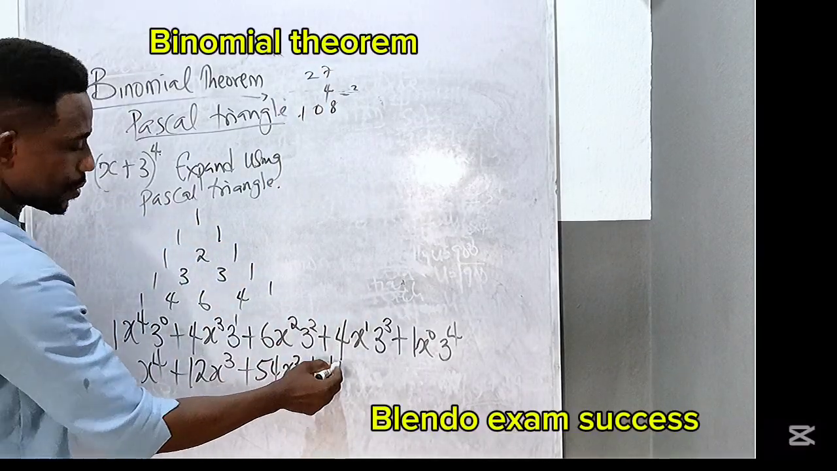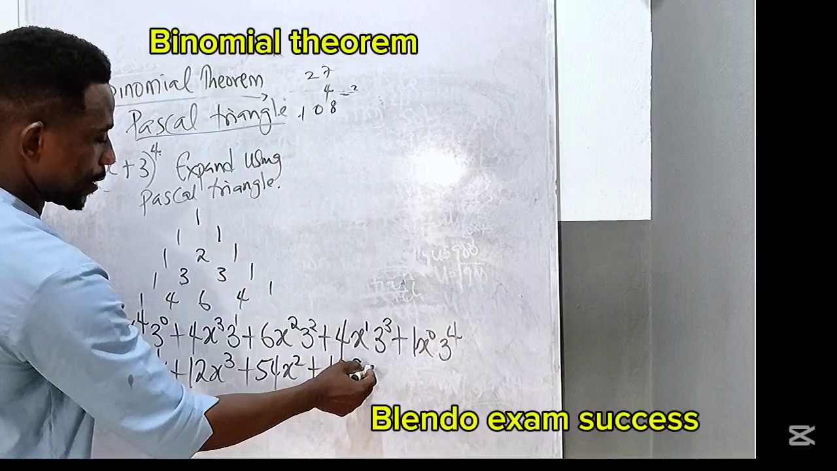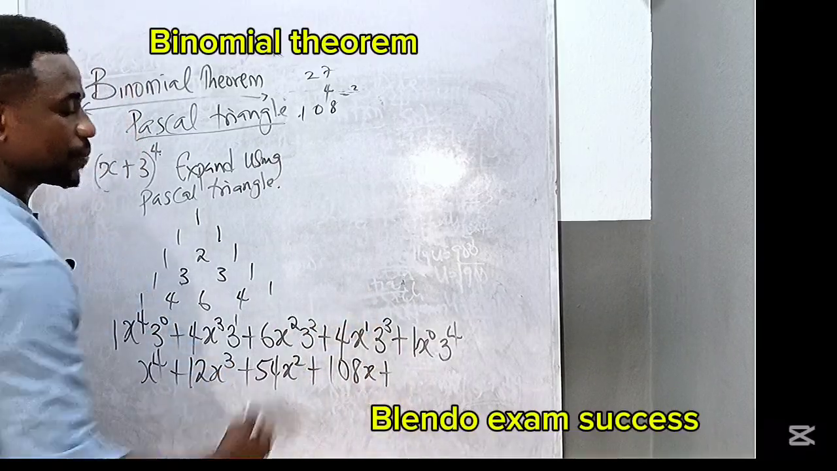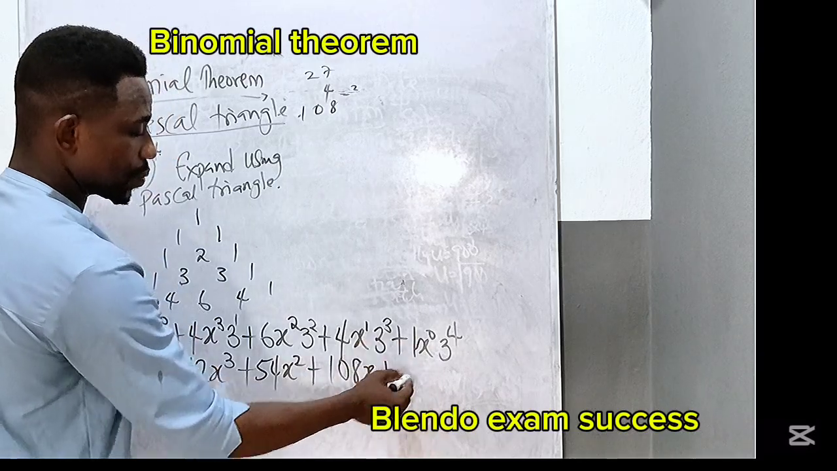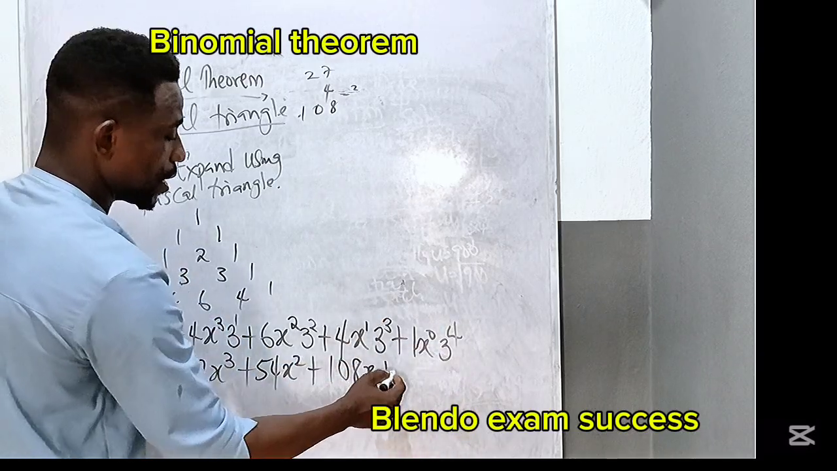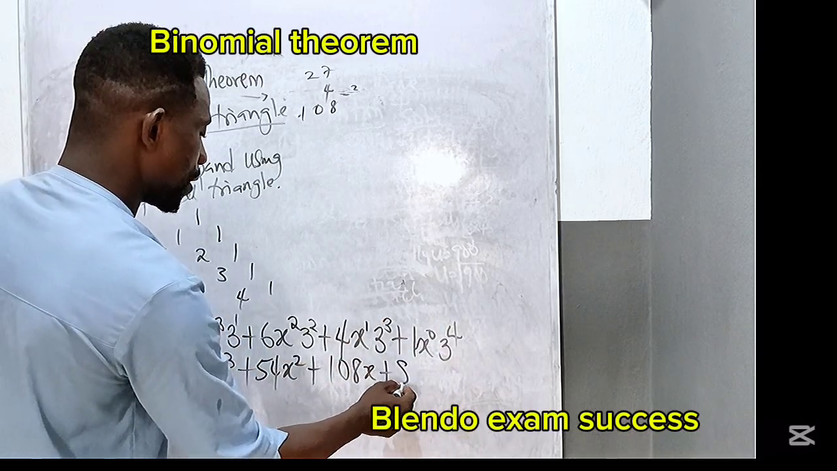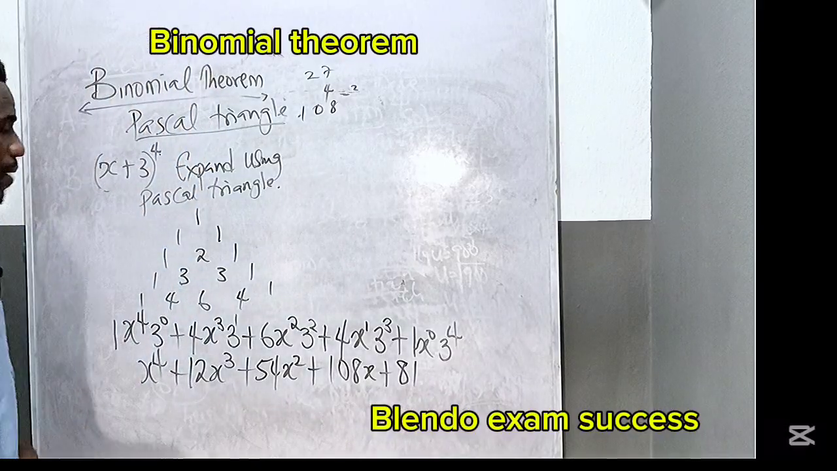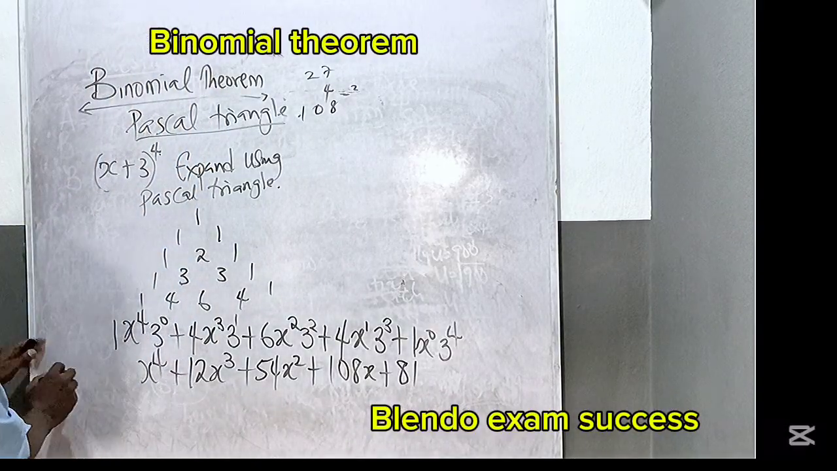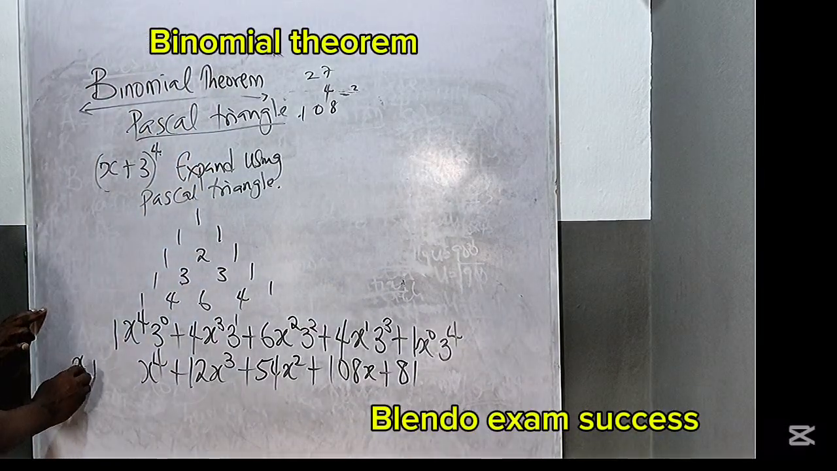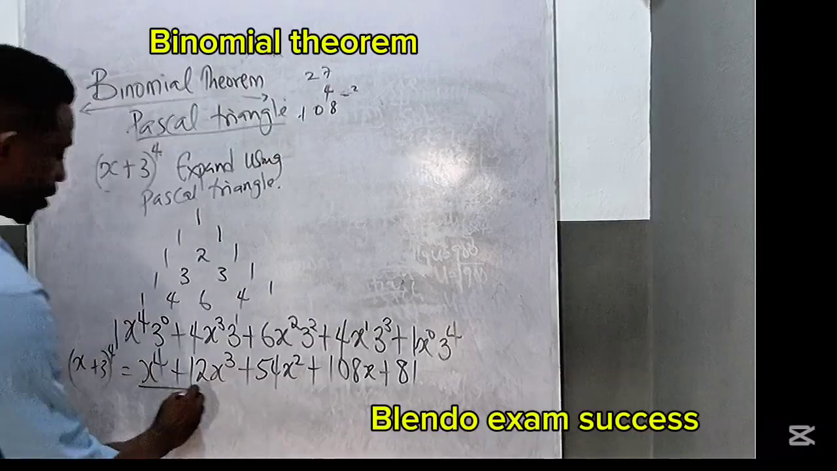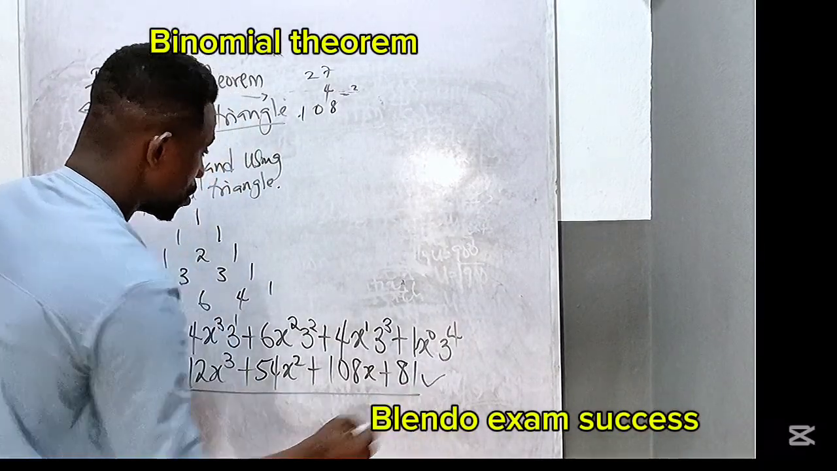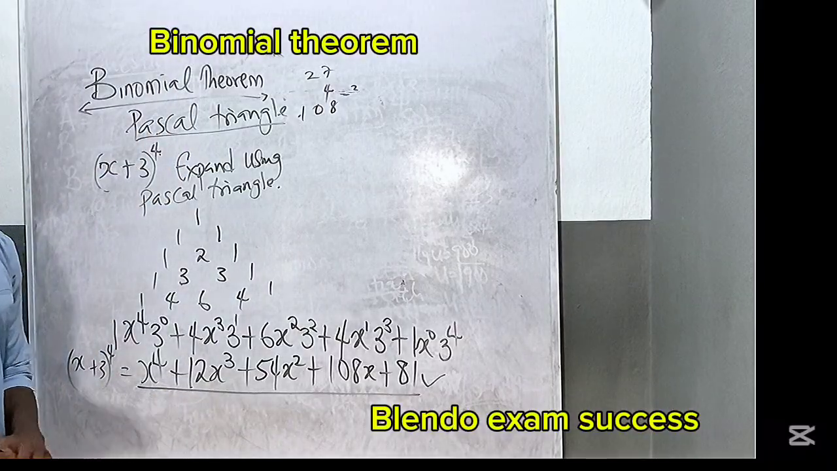So we write 108x, plus x raised to the power 0, which is 1. Anything raised to the power 0 is 1. 1 times 1 is 1. 3 raised to the power 4 is 81. So from here, we say that the expansion of (x + 3) all raised to the power of 4 is equal to this. This is the final solution using Pascal's triangle.